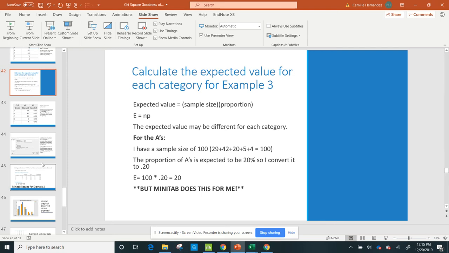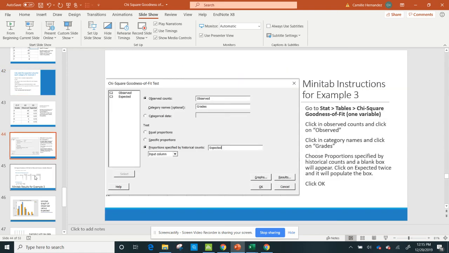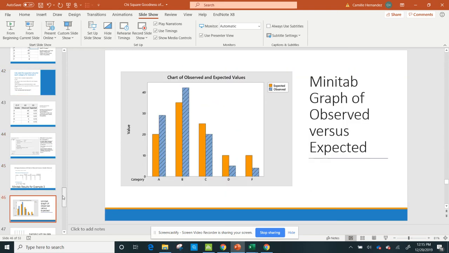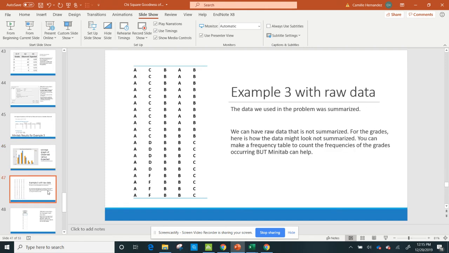So let me go back to the PowerPoint for a second and do something a little bit different. I'm not going to talk about what I've gotten yet. I'm going to keep going because I've just shown you everything. But now, what if I have raw data? What if you weren't given the summarized data, but you were given this hot mess of data and you're like, I don't know what to do with it? Minitab makes it easy for you to handle.